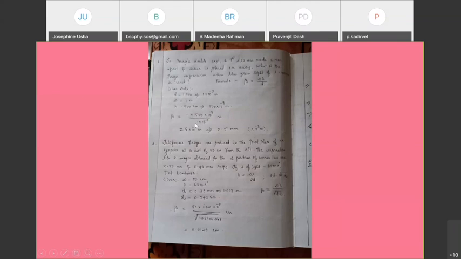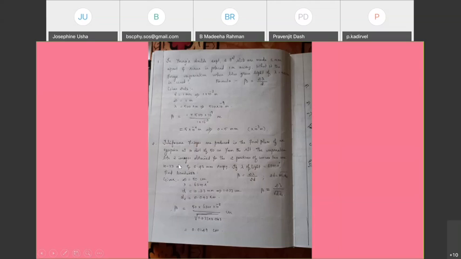Substitute in the formula: beta is equal to the capital D value into lambda divided by the small d or 2d value, which is simply 1 into 10 power minus 3 meter. Simplifying this, I am getting 0.5 millimeter or 0.5 into 10 power minus 3 meter. So this is my fringe width.